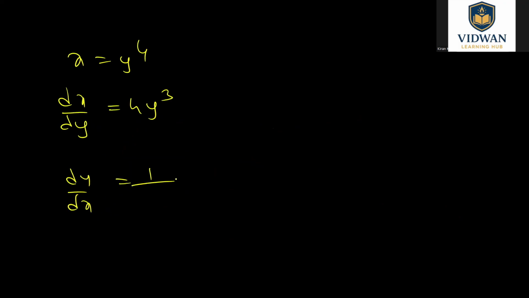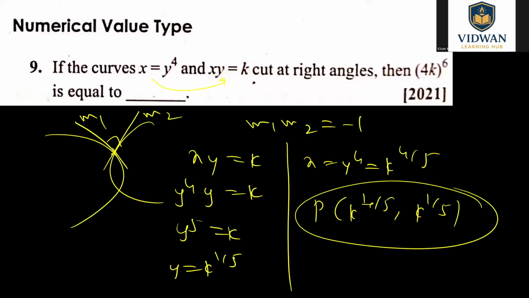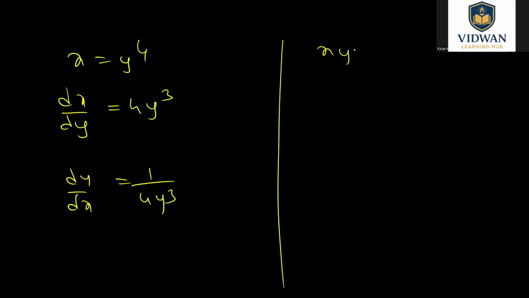So if you consider x equal to y power 4, we'll differentiate and write dx by dy first. That is 4y cube. So dy by dx will be 1 by 4y cube. This is for the first curve. For the second curve, xy equal to k, you can write x dy by dx plus y equal to 0 by applying the product rule here.